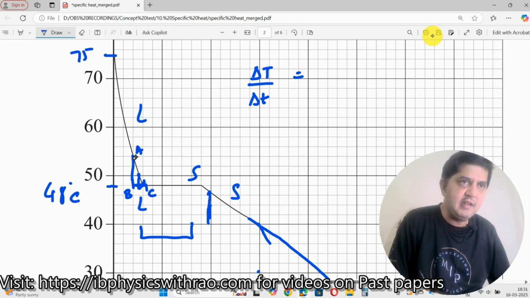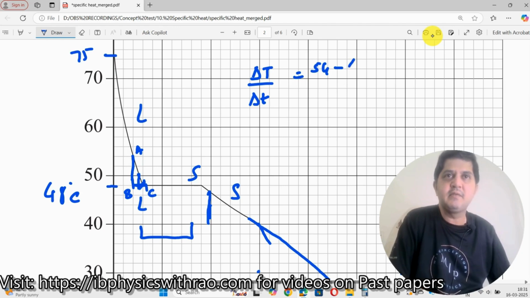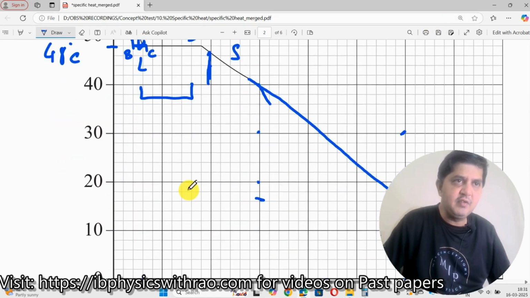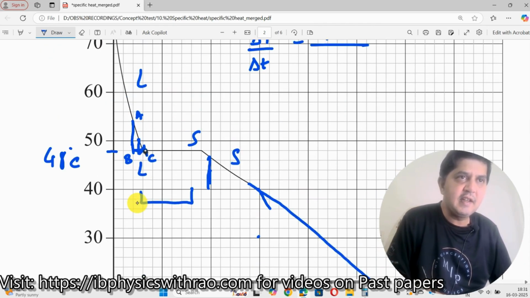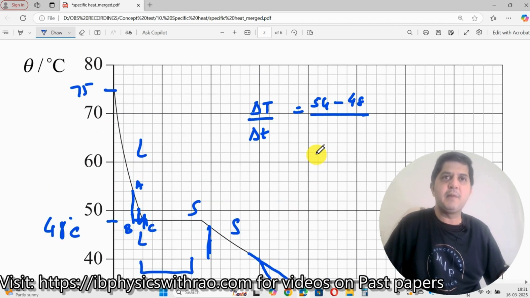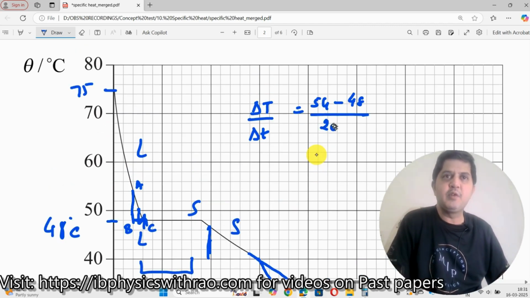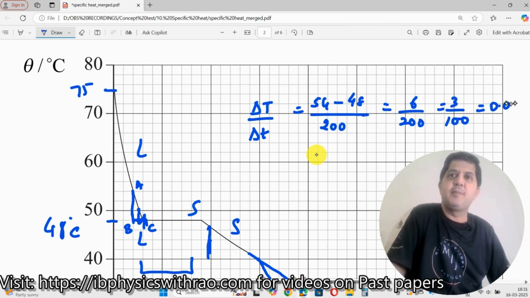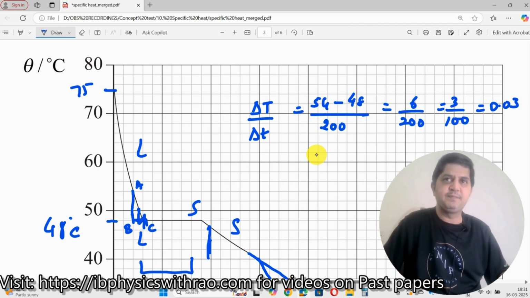What is AB here? AB is 54 minus 48. 48 divided by, what is this value? Let us look at this value. Each division is 200. So I have taken this point and this point, so this is 200 over here, only one small box. When I do this, it should be 6 divided by 200, which is 3 by 100, which is equal to 0.03 degrees Celsius per second. Okay, I have got this.